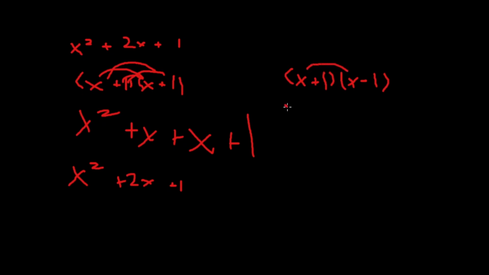So x times x is x squared. X times negative 1 is minus x. 1 times x is plus x. And 1 times negative 1 is negative 1. So we got x squared minus x plus x minus 1. So negative x plus x is just 0, so it cancels out. Actually, I won't cross it out. I don't always like doing that. So those will cancel out, and you'll just be left with x squared minus 1.